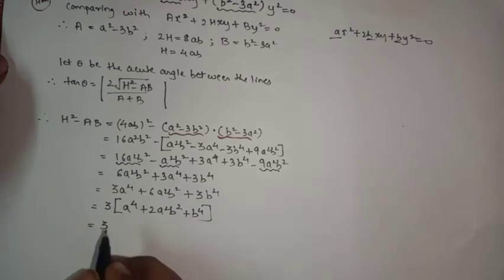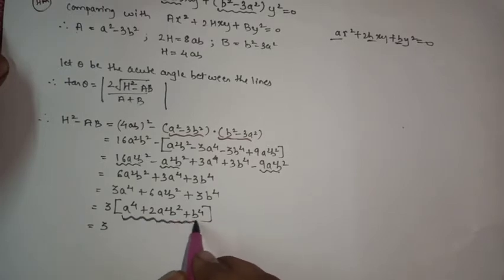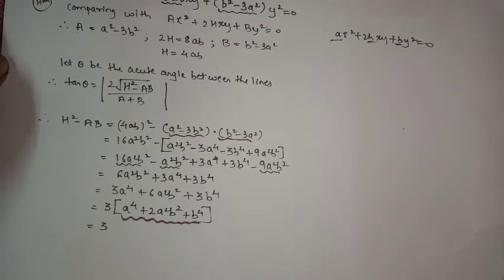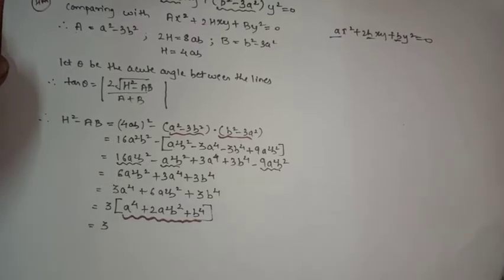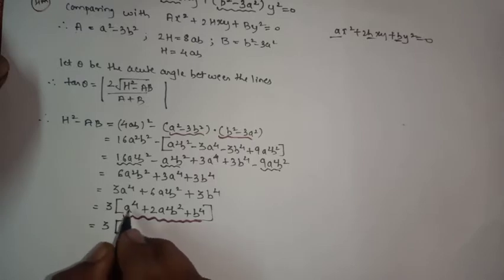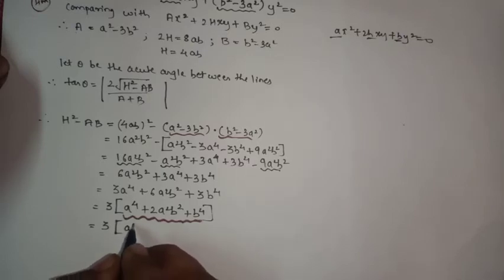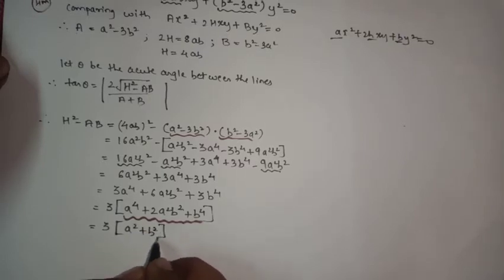Keep this 3 as it is. Focus on this part: a raised to 4 plus 2a square b square plus b raised to 4. Actually it is a formula. It is in the form of a plus b the whole square. Actually when you see this, I will write a raised to 4 plus 2a square b square plus b raised to 4 as a square plus b square the whole square. Can I write this step like this?